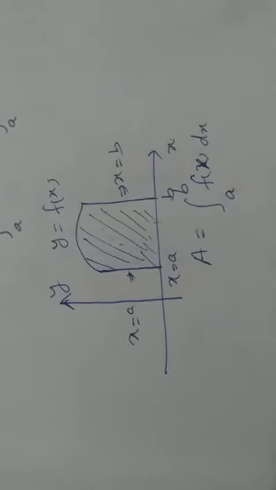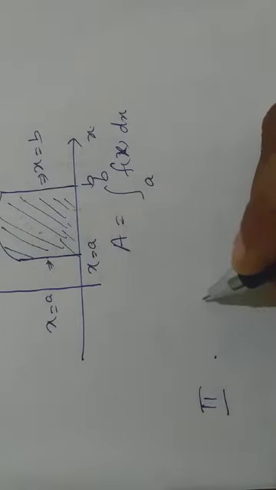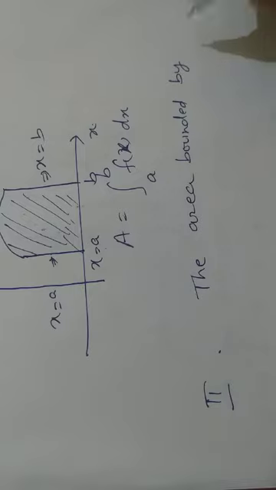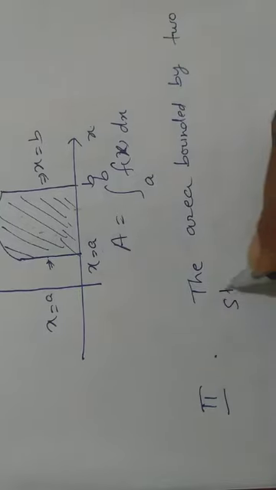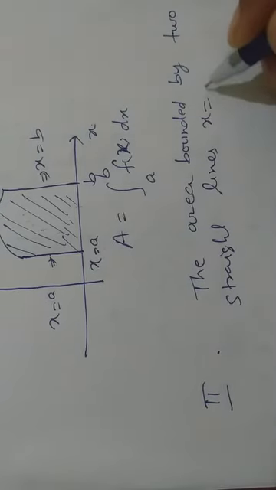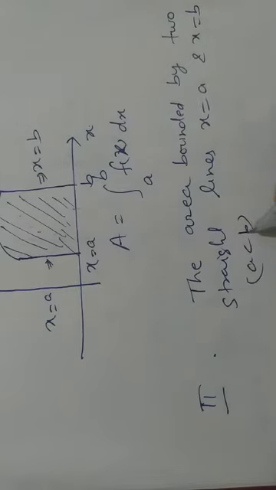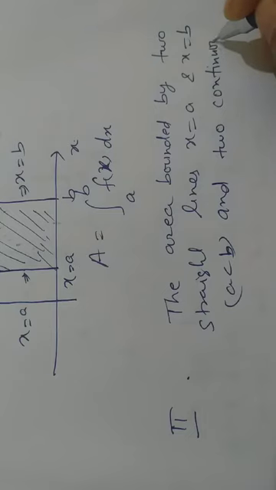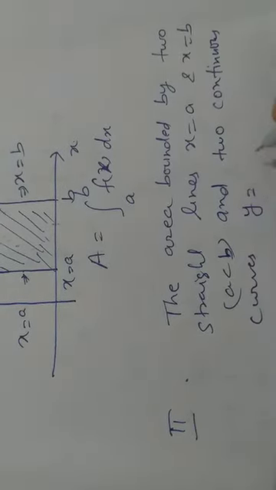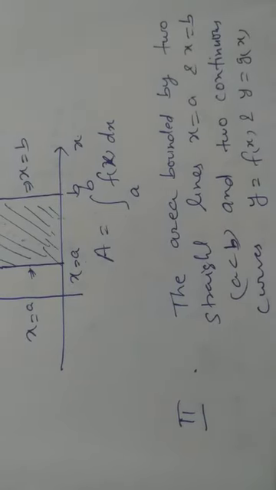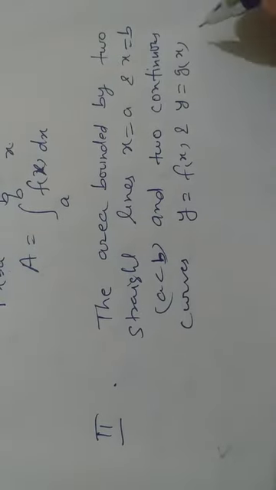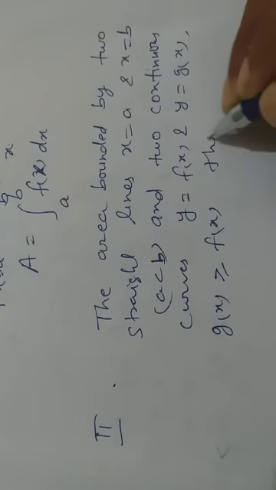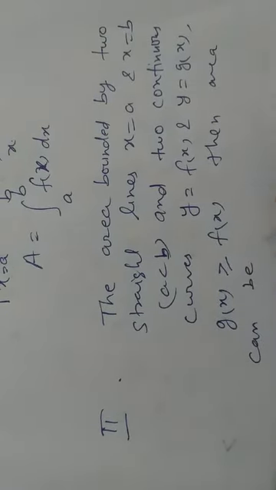Dear students, in case 2, we have to find the area bounded by two straight lines, x equal to a and x equal to b, a less than b, and two continuous curves y equal to f(x) and y equal to g(x), where g(x) is greater than or equal to f(x). Then the area can be given as follows.